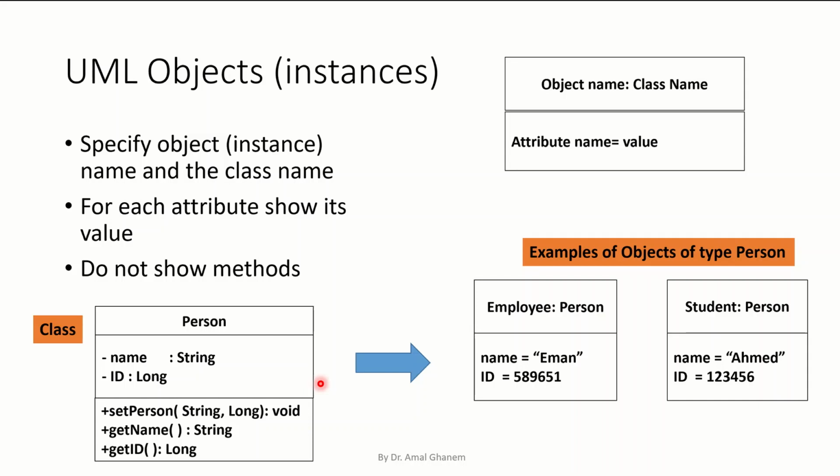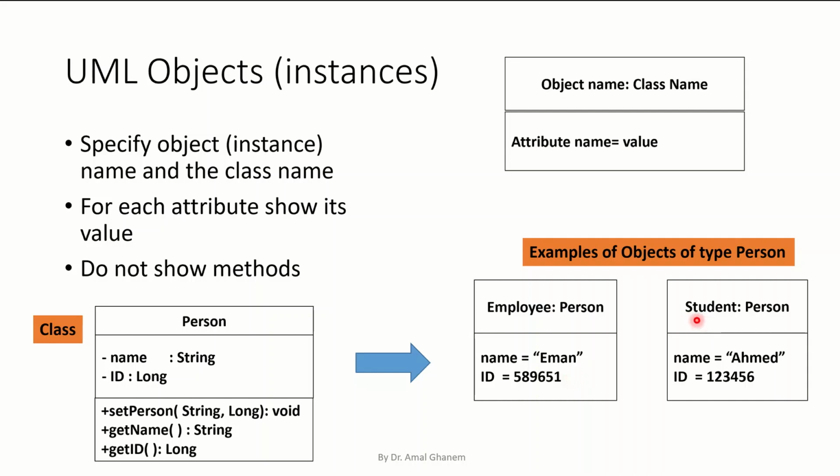So I have here 2 small examples. Here I'm saying employee colon person. What does it mean? It means I will have an object named employee, and this is of type person, and person is the class we created. Within this employee, I will have name and ID, because name and ID are the private members. I will say equal, double quotation Iman, equal 589651. So this is a long number. So I'm just having a sense of the data that I may expect when it comes to defining objects.